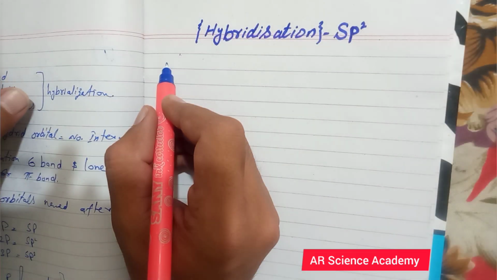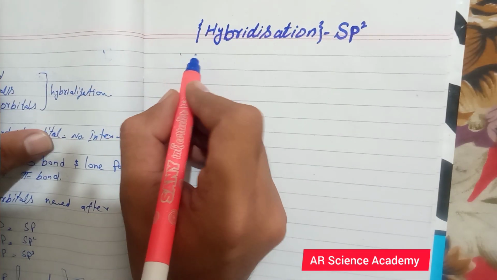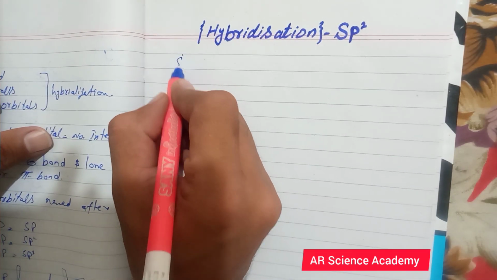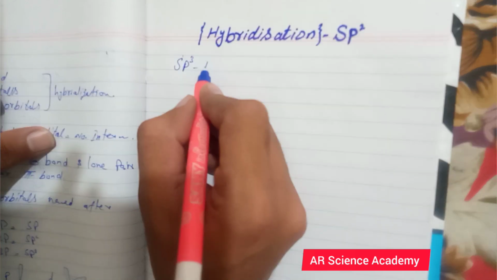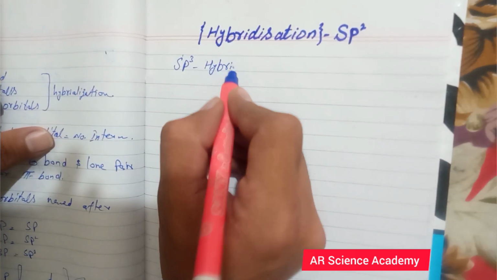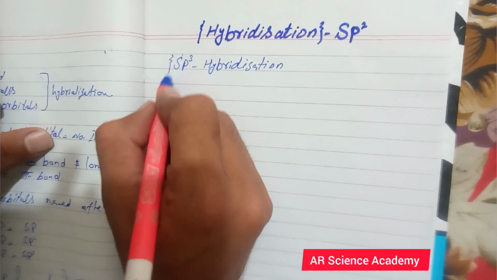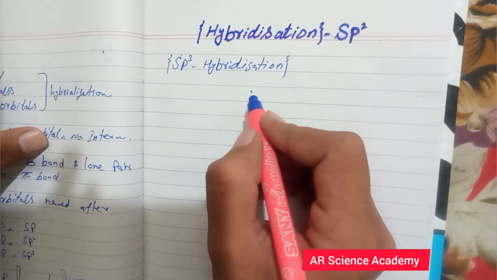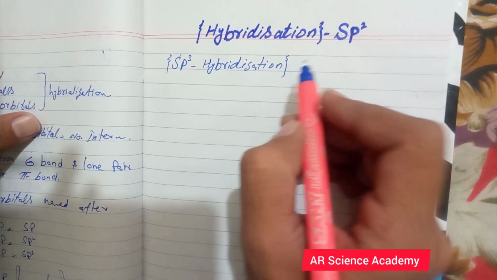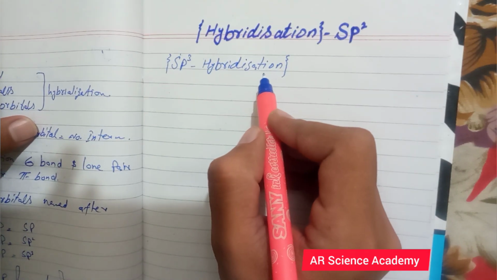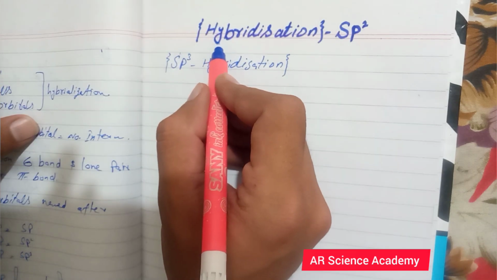In the previous lecture, we discussed the topic of hybridization and explained sp3 hybridization. Is it clear? You can watch that lecture in the description of this lecture. Today we discuss the topic sp2 hybridization. First, we again discuss the definition of hybridization.